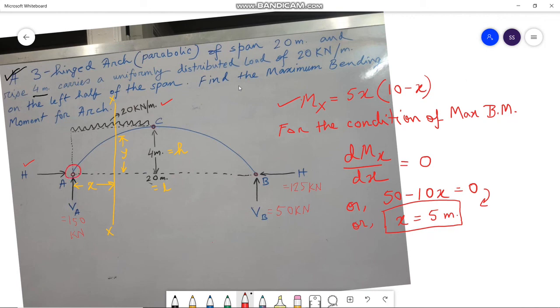So putting the value of x equals to 5 meter in this equation, we get maximum bending moment, that is M max, equals to 5 into 5 into (10 minus 5). So the maximum bending moment is 125 kilonewton meter, which occurs at a distance of 5 meter from the left hand support A, that is from here. Thank you.